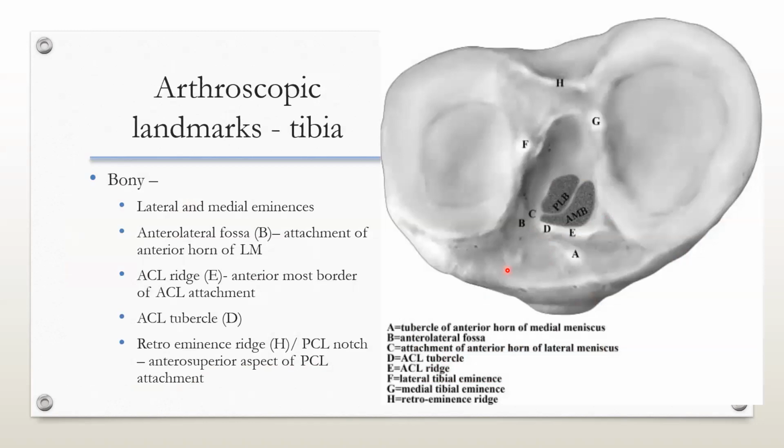Coming to the arthroscopic landmarks on the tibia, the most commonly used landmarks include the lateral and medial eminences. There's an anterolateral fossa, which is just medial to the articular surface of the tibia. There's also an ACL ridge, which denotes the anteriormost extension of the ACL insertion. There's a point called the ACL tubercle, which is the lateralmost point of the ACL ridge just before the anterolateral fossa. And of course, there's the retroeminence ridge, which corresponds to the anterosuperior attachment of the PCL.